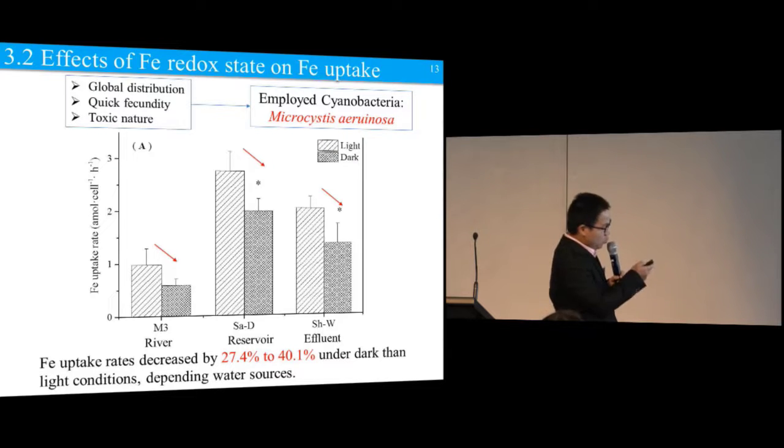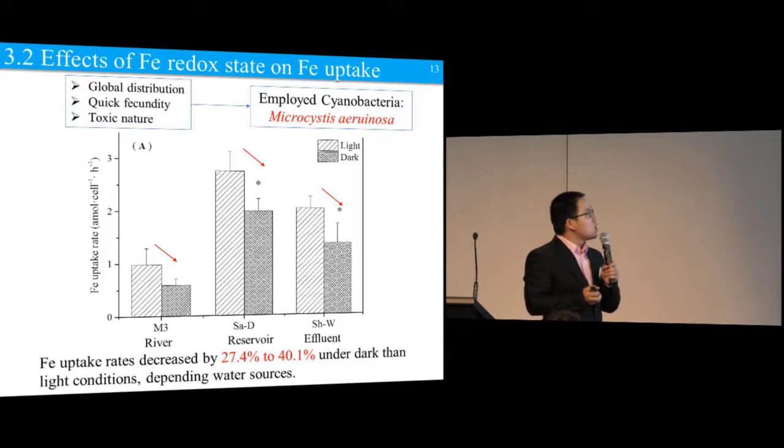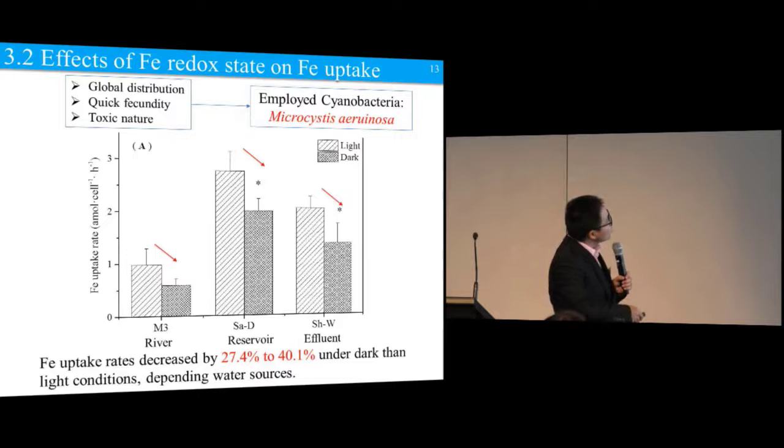Why did we choose Microcystis to study? Because this cyanobacterium can grow very fast, and it has a global distribution. Also, some strains of this cyanobacterium produce toxins that are toxic to many microbes, and also to humans. Let's look at this illumination experiment.